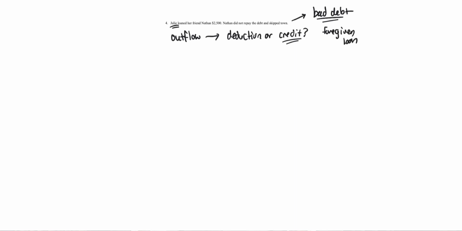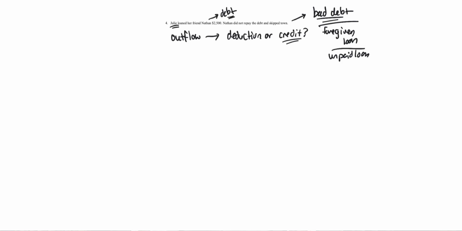It's definitely a debt. Nathan owes $2,500, but then he doesn't pay. So that's a bad debt. It's a perfect example of bad debt: a forgiven loan or unpaid loan. Those are all phrases. Sometimes you can go to a thesaurus and put in forgiven loans, unpaid loans, and it might come up as bad debts.